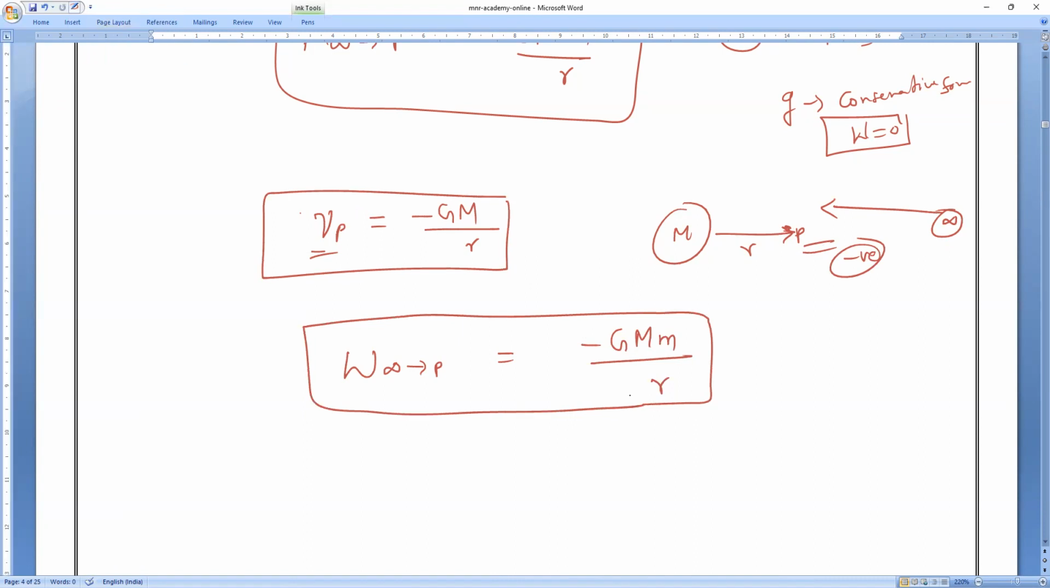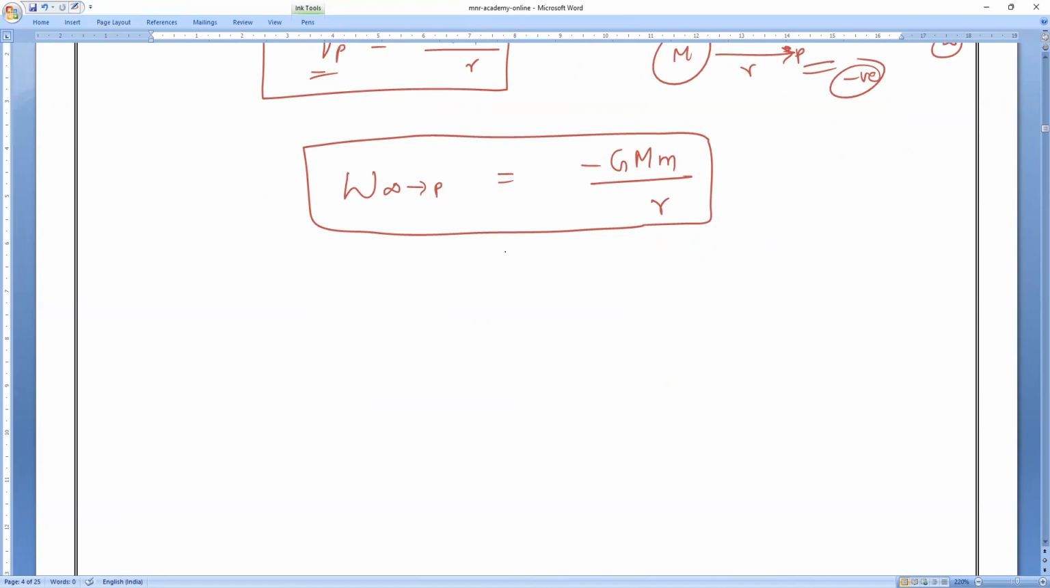Now this formula we will modify, you can see. So we all know that this is the work done, and what is the VP equals to formula? Can you tell me VP is equals to what? Work done from infinity to which point? Point P. Infinity to point P divided by mass. So what is the work from infinity to point P? Just now I have written G into capital M into small m divided by R, divided by mass M.